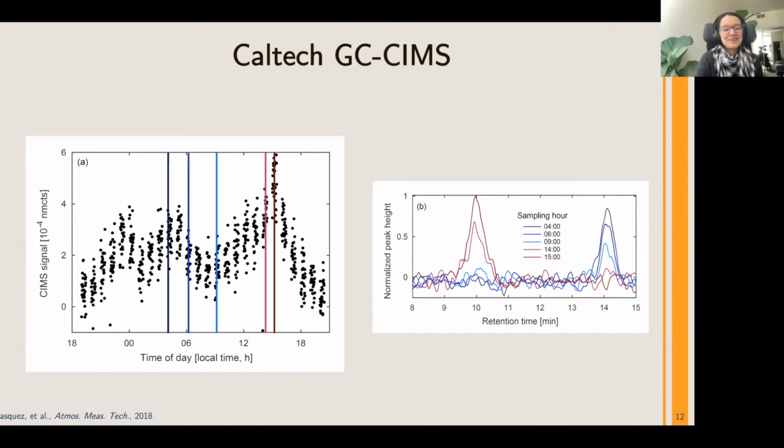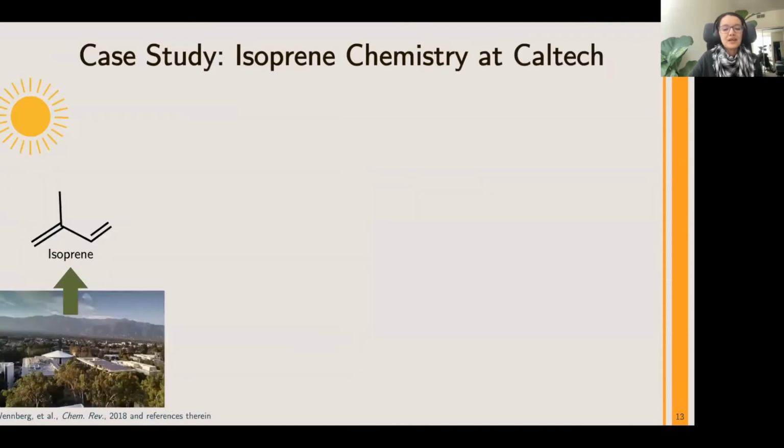But that's exactly why I'm going to switch gears and start talking about a specific case study in which we deployed the GC CIMS onto one of the rooftops of a Caltech campus building and used the data set obtained from this field study to help us better understand the atmospheric fate of compounds such as ozone. But before I can get the ball rolling, I need to provide a little bit more background information, this time on the atmospheric chemistry of isoprene.